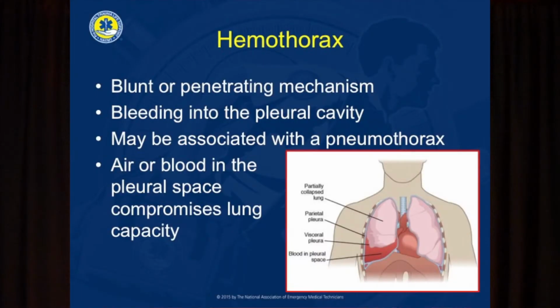For a hemothorax, this can come from blunt or penetrating trauma, but you have blood in the pleural cavity. So you have blood filling in the space instead of air. Sometimes you can have both. You can have what's called a hemopneumothorax, where you actually have blood and air in the same spot. All right. Again, for us, it's hard to determine which one it is.